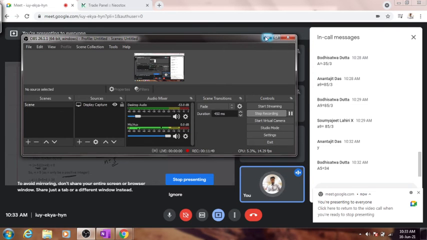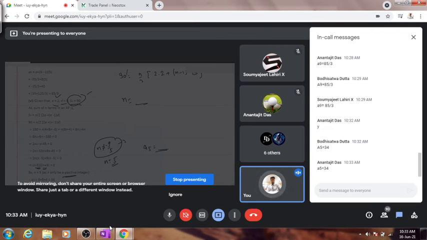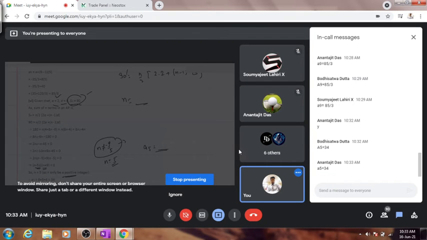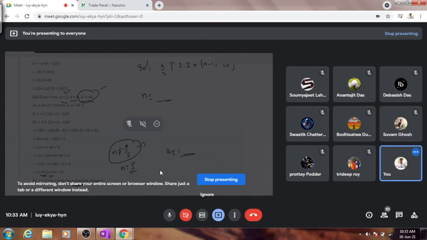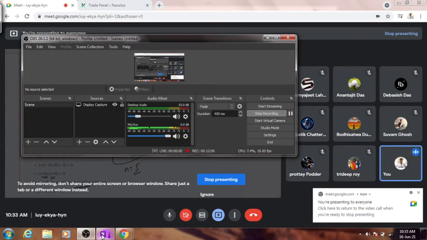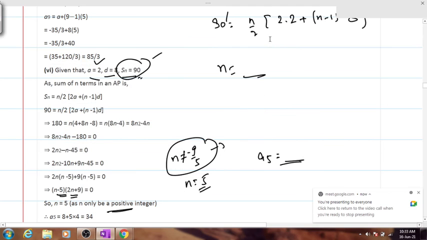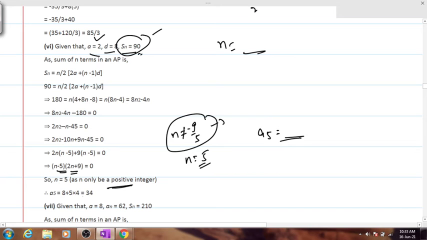I hope people have copied down this much. Very good, Anantajit, Bodhishotosh, Samojit and all. Did you get the answer? Rideep, Anantajit, Debashish, Shubham Ghosh, Pratay Poddar. Hurry up, I need the answer from you all also. I need to make sure that you have understood this thing properly. Your A5 will come out to be 34. Now, should we move on to the next one? Yes or no? Confirm. Yes, sir. Now the seventh question.